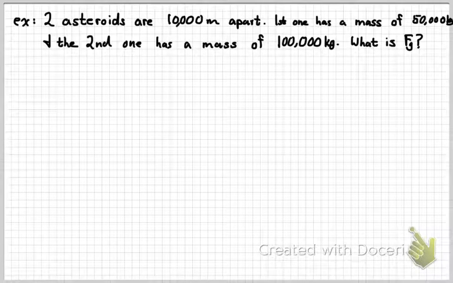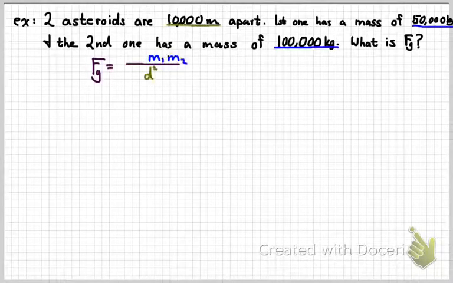So here's a real simple example. Let's say that you have two rather large asteroids, one that's got a mass of 50,000 kilograms and the second that's got a mass of 100,000 kilograms, and you put them 10,000 meters apart, which is really, really small on an astronomical scale. The question is, what is the force of gravity between the two asteroids?